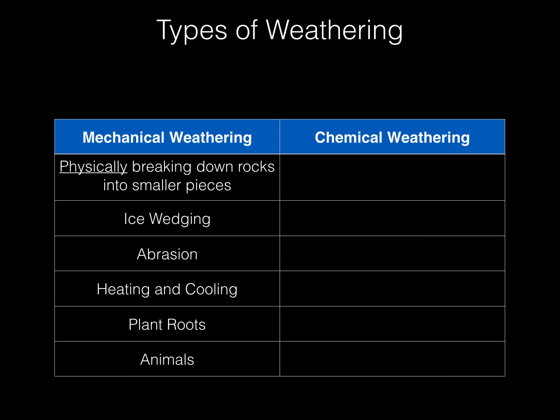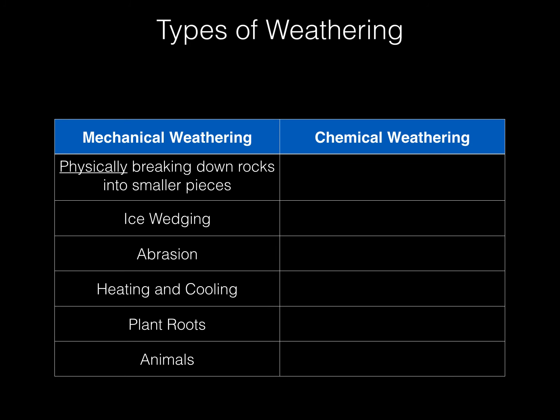Plant roots. Plants tend to grow roots. Those roots tend to dig into rocks. Over time, those roots can break apart the rocks. And the last is animals. Animals do have an impact on rocks. The habitats that they live in could help break down rocks as well. So that's mechanical weathering, physical ways that things get weathered.